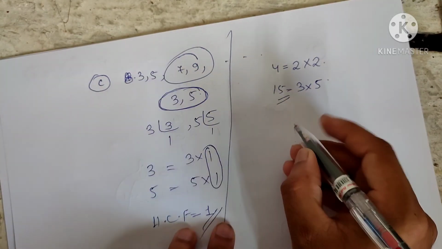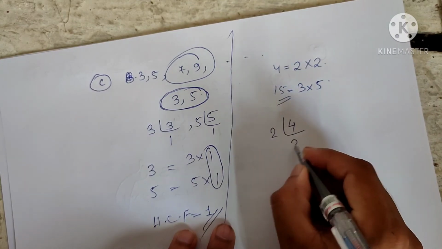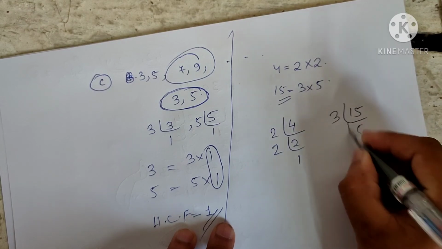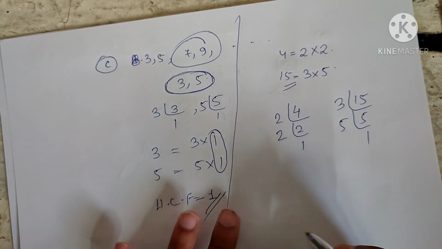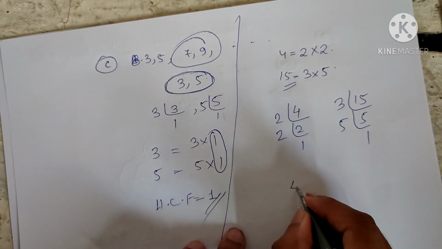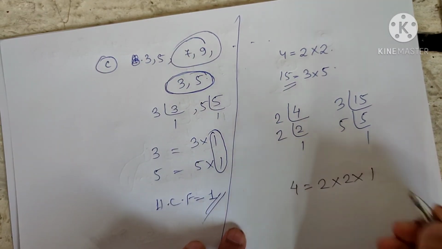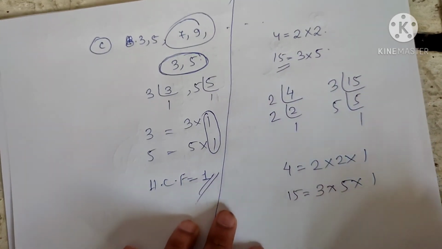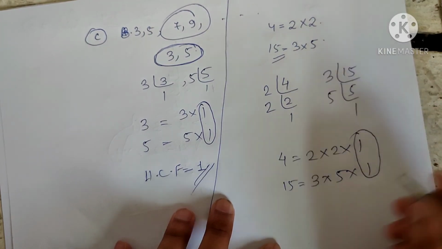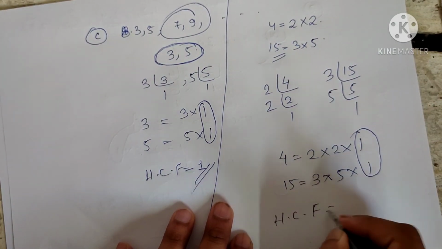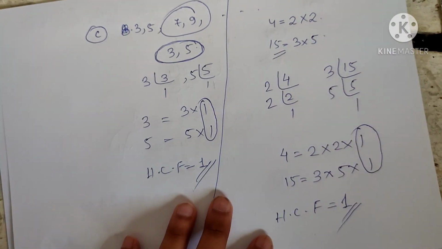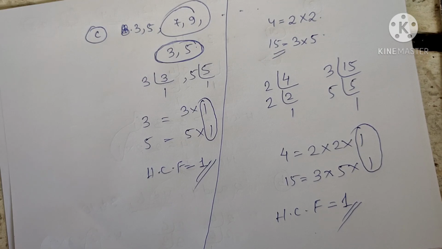Now we will check. For 4, how will you solve? 2, 2 are 4, and then 2, 1 is 2. Similarly, for 15, 3, 5 are 15, 5, 1 is 5. Now check whether the HCF is 0 or not. For 4 you write 2 into 2 into 1, and for 15 you write 3 into 5 into 1. Now tell me any common terms? Yes, 1 is common. So we can say that the HCF of 4 and 15 is not 0, it is 1. So the correct HCF of 4 and 15 is 1, not 0.